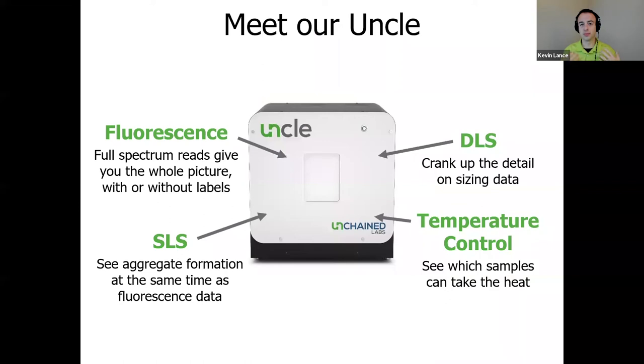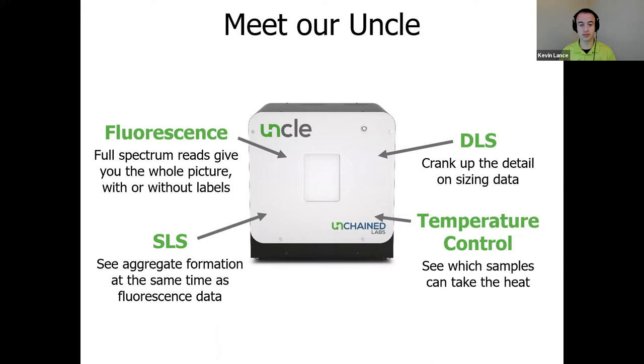Now, a little bit about Uncle's background. So our Uncle is a combination of three different technologies combined. So they read all of these different data points on one sample with the ability to control temperature. So full spectrum fluorescence gives you the ability to look at both protein intrinsic fluorescence or dye fluorescence, which is something we'll make use of here as we'll look at both the intrinsic fluorescence of capsid proteins unfolding and the dye-based fluorescence as DNA is leaving capsids.